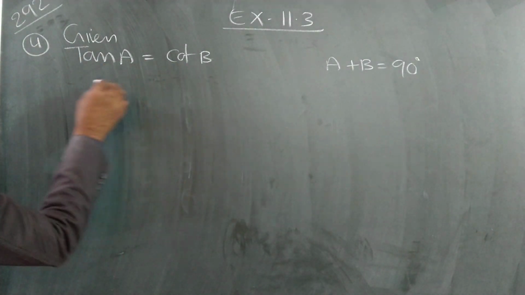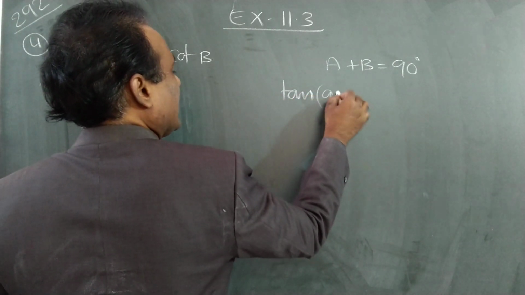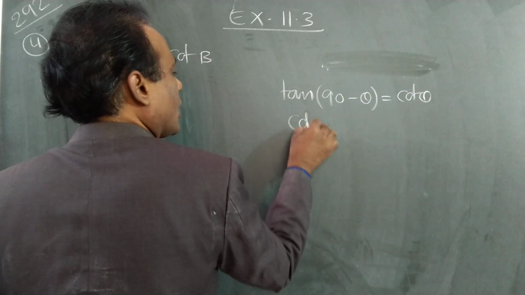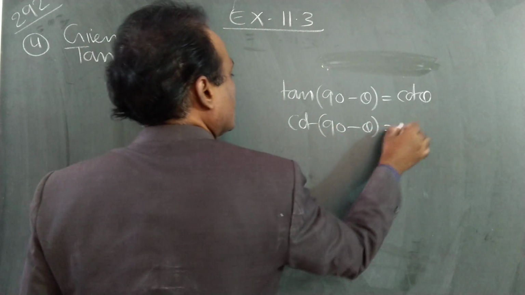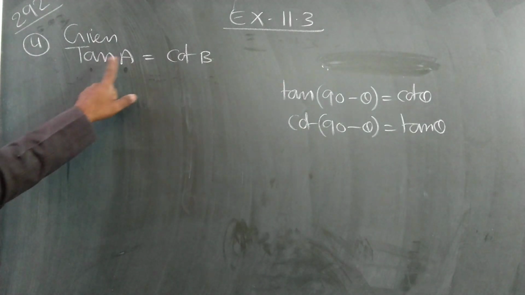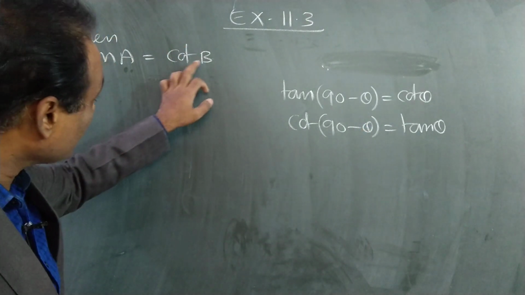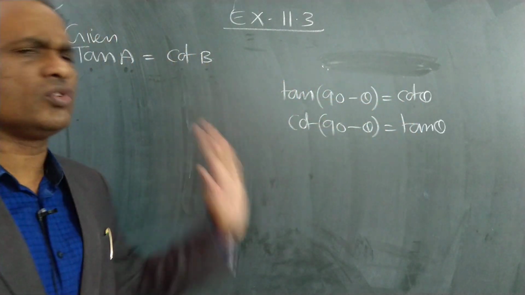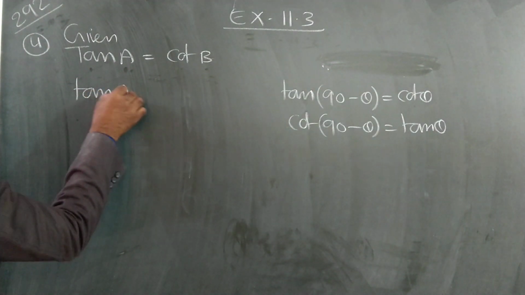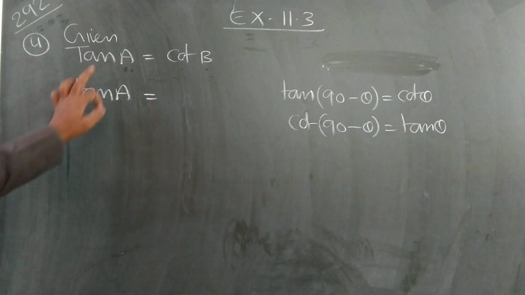Use it on any one side. See here, I gave this formula: tan 90 minus theta is equal to cot theta, or cot 90 minus theta is equal to tan theta. So this is tan theta; in place of tan, write cot 90 minus theta. Or this is cot; in place of cot, you can change anyone. I am changing this. For example, the first one I am keeping the same.